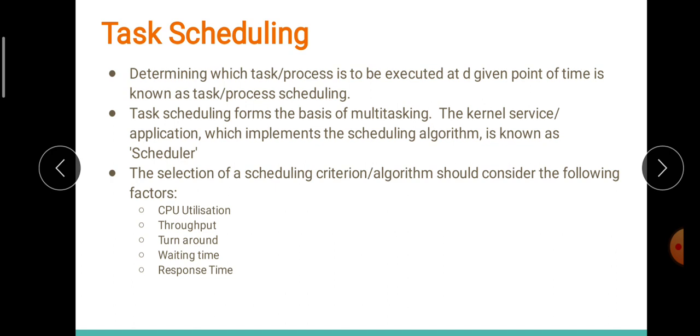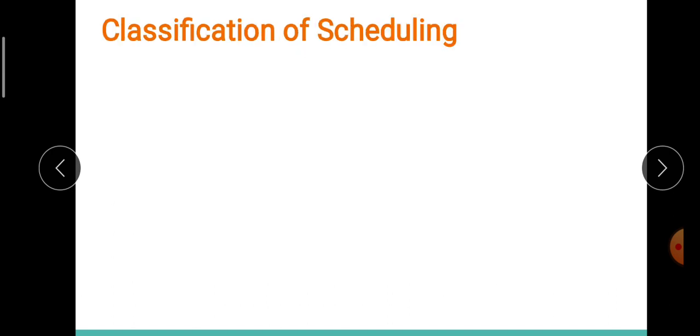So while we select a scheduling algorithm, we must take into consideration all these factors. So why you need a scheduler, what is a scheduler, what is scheduling, and the factors to be determined, I hope these things are clear.